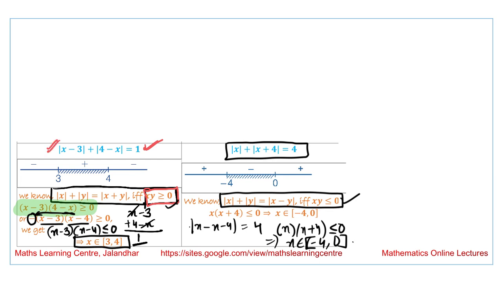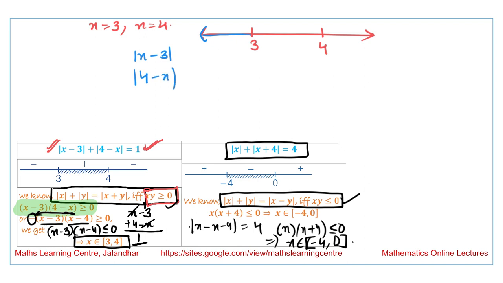The critical points we have are x is equal to 3 and x is equal to 4. Now if I draw the number line over here, I am talking about the points 3 and 4. Now look at the values of these functions in these regions. When x is less than 3, I am talking about mod of x minus 3 and mod of 4 minus x.